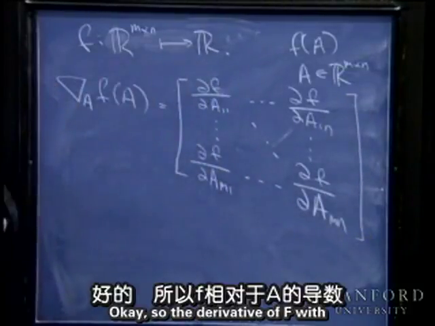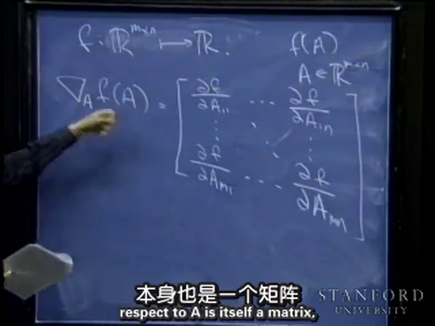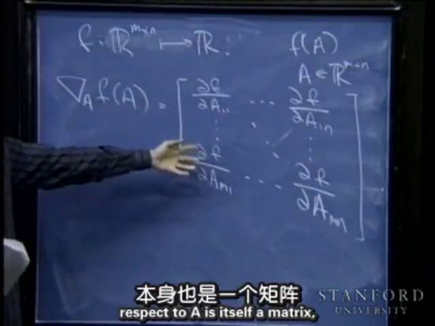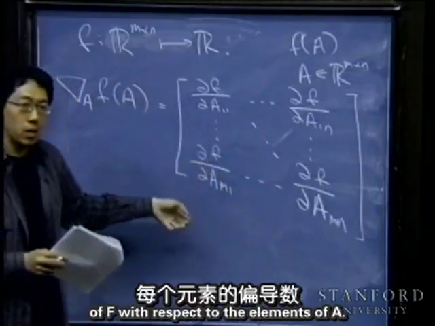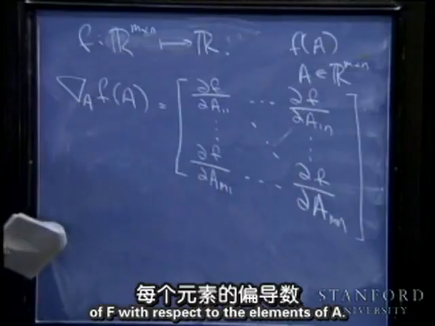Okay. So the derivative of f with respect to A is itself a matrix, and the matrix contains all the partial derivatives of f with respect to the elements of A.